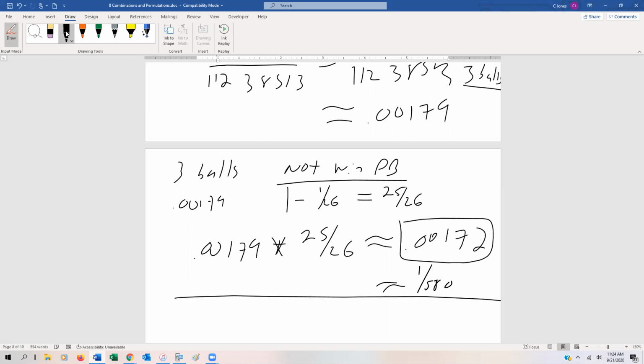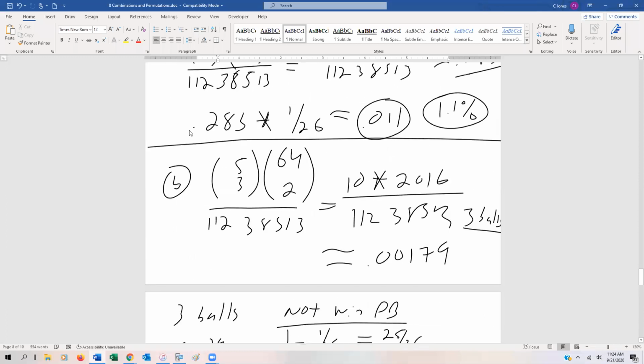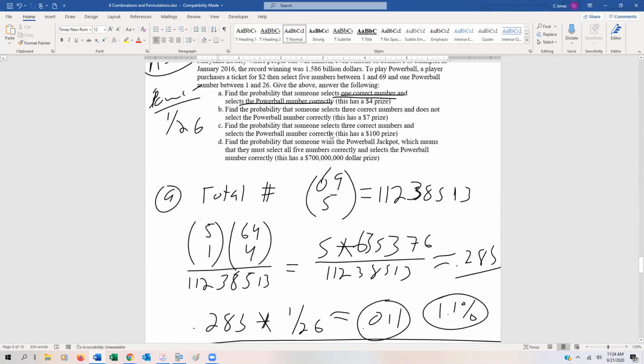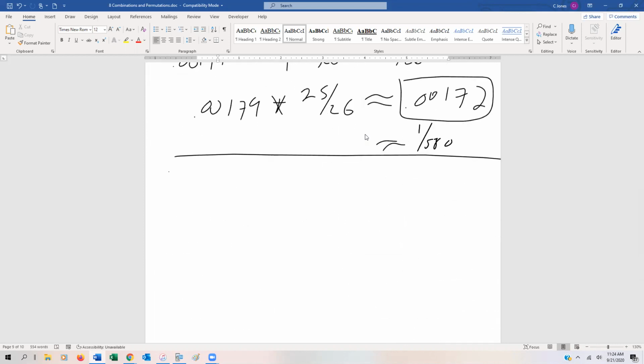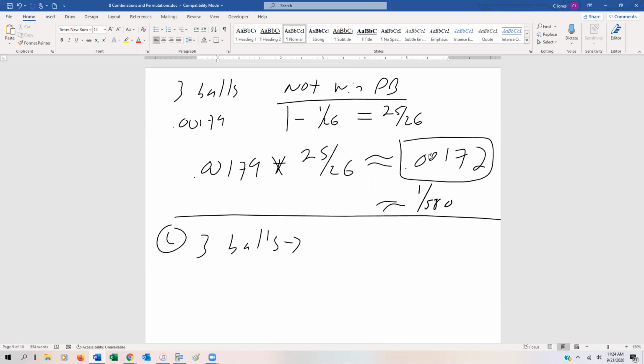All right, now for part C, this is part A, part B. For part C, we want to find the probability that somebody selects 3 correct numbers and selects the Powerball number correctly. So they want to win $100. Remember, to get the 3 balls correctly, didn't we just figure that out? That was 0.00179. But to win the Powerball, which is 1 out of 26, we're going to have to multiply these 2 numbers together.